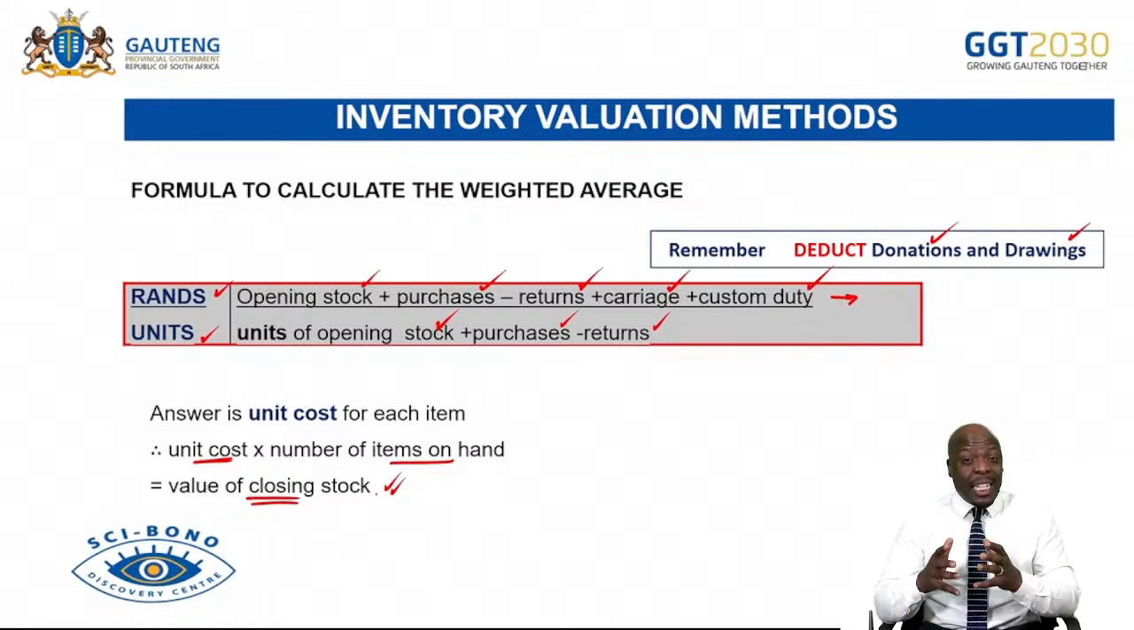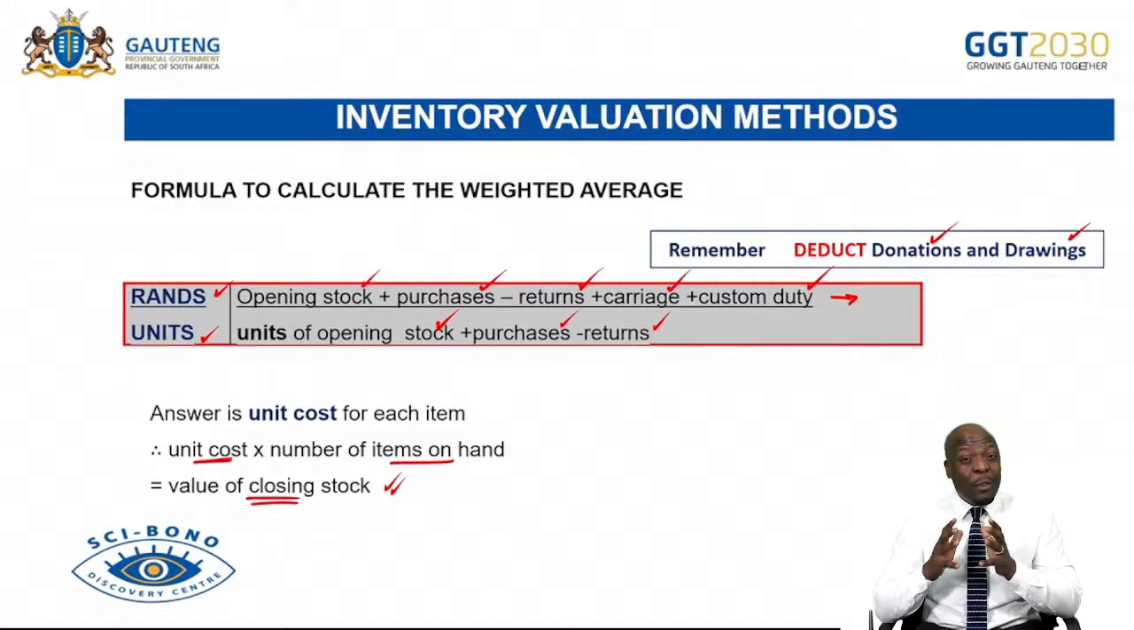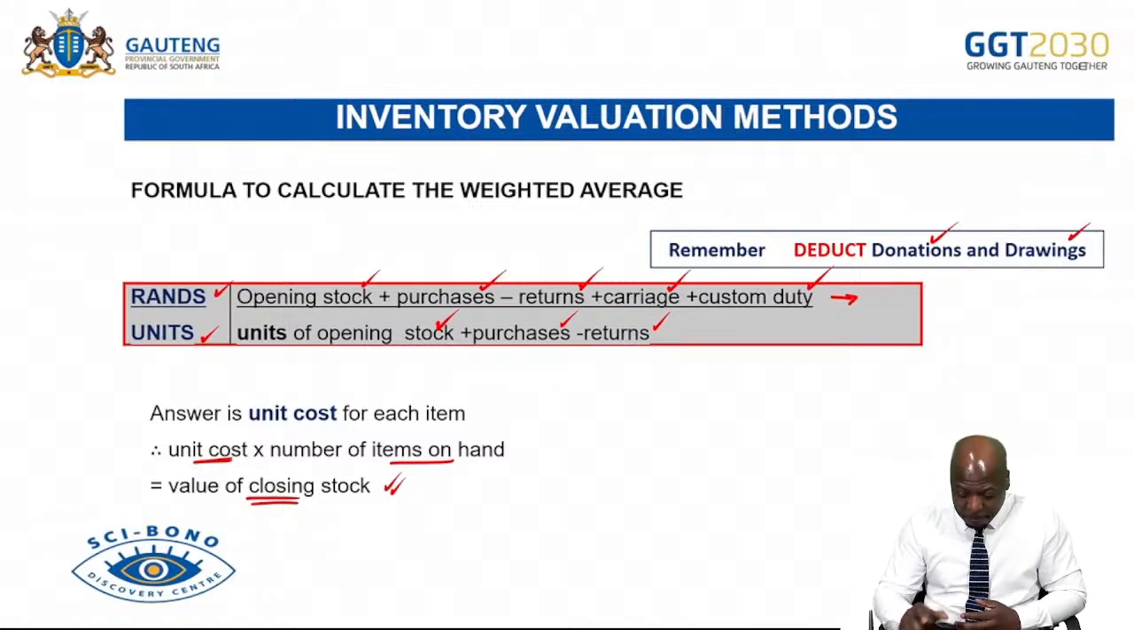I'm so excited about today's class because I'm going to show you two methods: your weighted average as well as your specific identification method. I hope you're going to enjoy today's class. But in order for you to do that, make sure you are writing and following when I do calculations. Make sure you do the same with me.